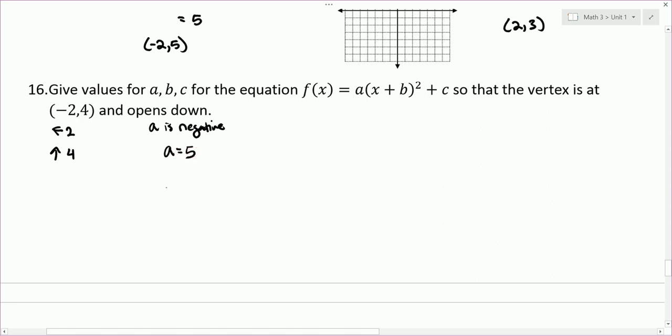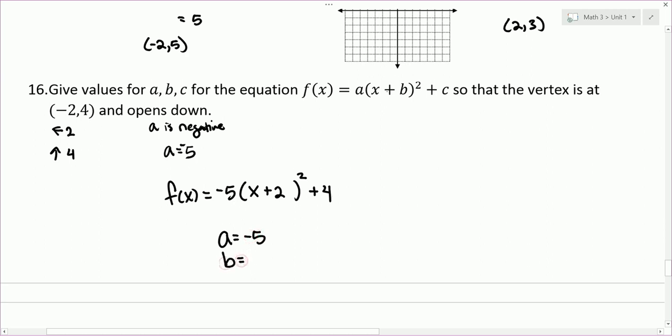And put this together. So f of x equals a, so -5. Parentheses x. Now it's 2 units to the left, so +2 squared. Don't forget the squared. Up 4 units, so +4. So give values a, b, and c for this equation. So a we said is -5.